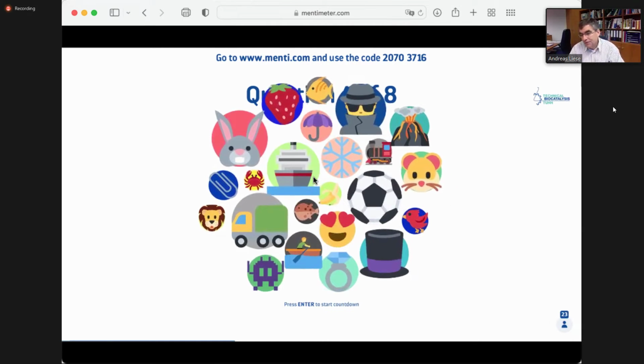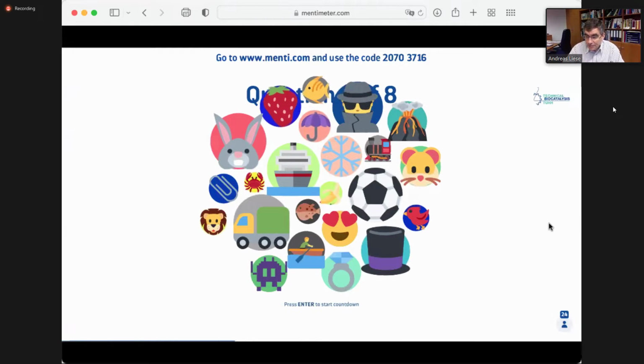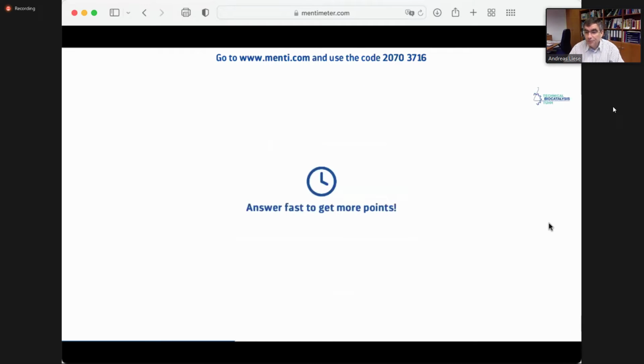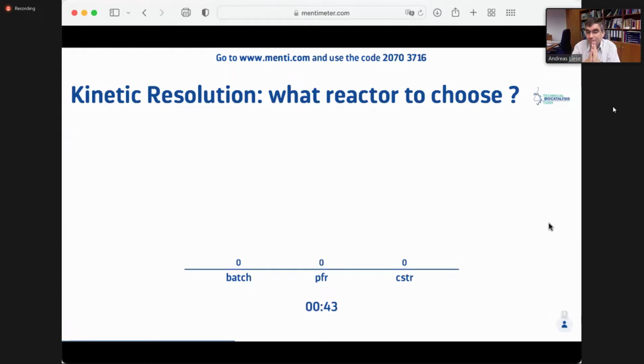Then we're starting over. You have 1.5 minutes to think about what from your point of view would be the right answer. So kinetic resolution, what reactor to choose? Batch, plug flow, or CSTR? There is more than one answer that is right, but one for sure is wrong. And we will discuss this afterwards. Take your time.